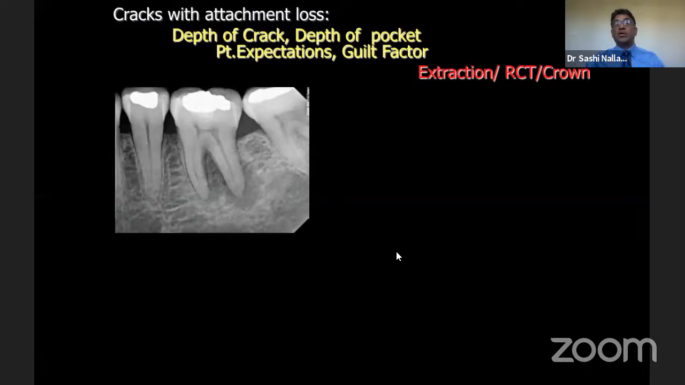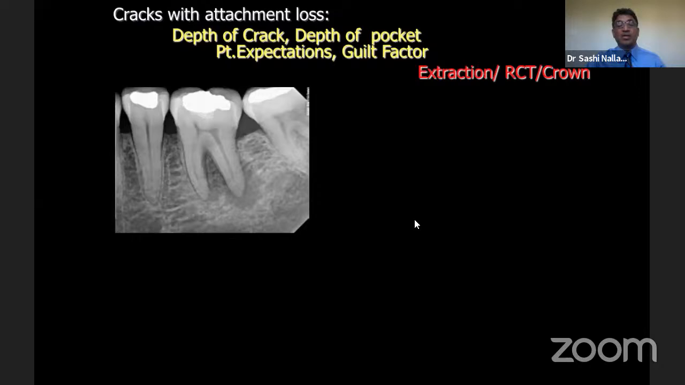And here is another condition, this time with attachment loss. So this particular case, all the symptoms are the same: biting pain, temperature sensitivity. And then when I probe the tooth, there is a 5 or a 6 millimeter pocket on the distal of this tooth. So in a scenario like this, you have to discuss with the patient how deep the crack is. So my discussion with this patient is, look, it at least goes 4 or 5 millimeters below the gum line.